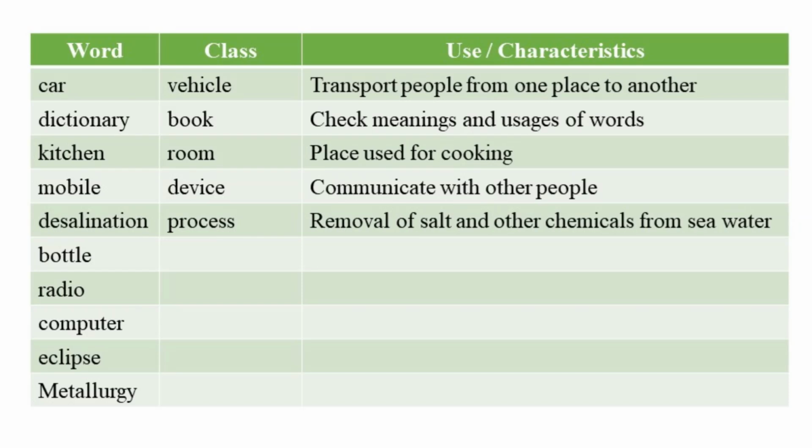In formal definitions, we need to add two basic pieces of information. Firstly, the class that it belongs to. Secondly, the use or the characteristics of the given object or matter or process. So, a car is a vehicle that is used to transport people from one place to another. Now, find similar words and find their class and their uses or characteristics. For example, a bottle is a container that is used to store any substance or object.